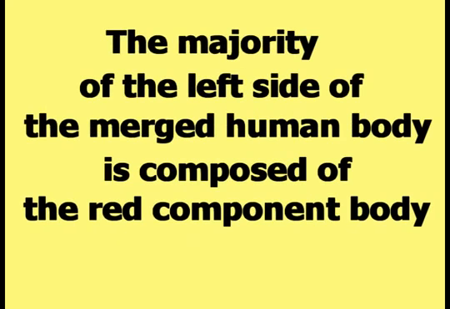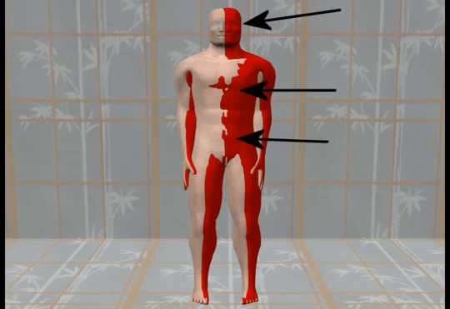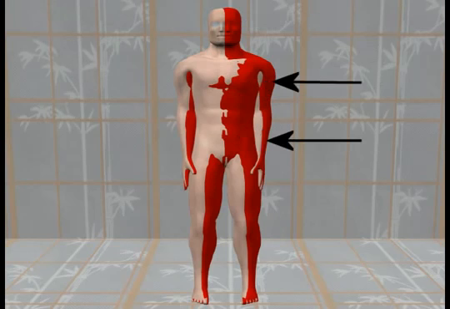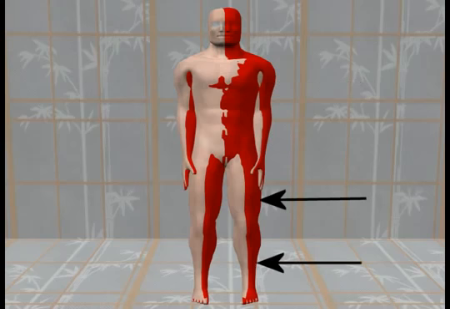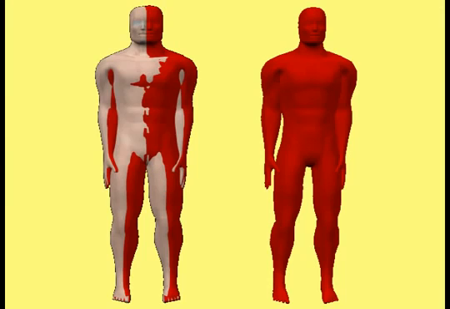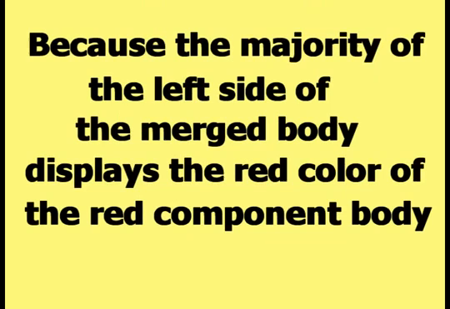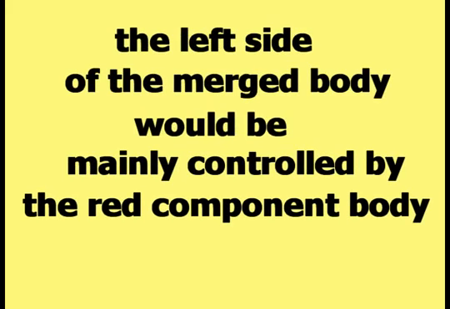The majority of the left side of the merged human body is composed of the red component body. The left side of the torso and the head, the outside of the left arm, and the outside of the left leg all display the red color of the red component body. Because the majority of the left side of the merged body displays the red color of the red component body, the left side of the merged body would be mainly controlled by the red component body.